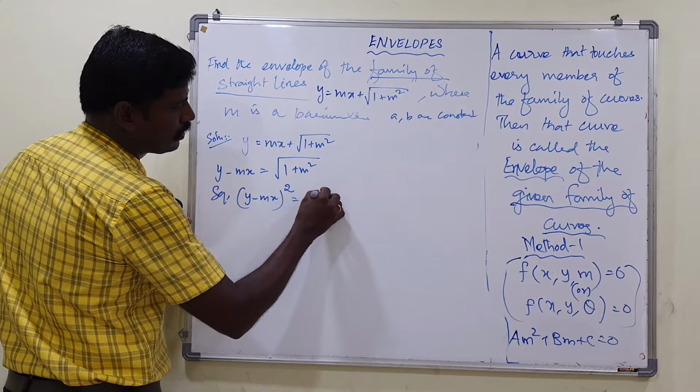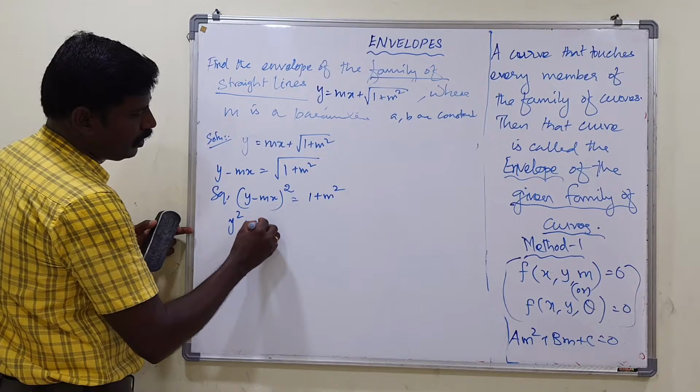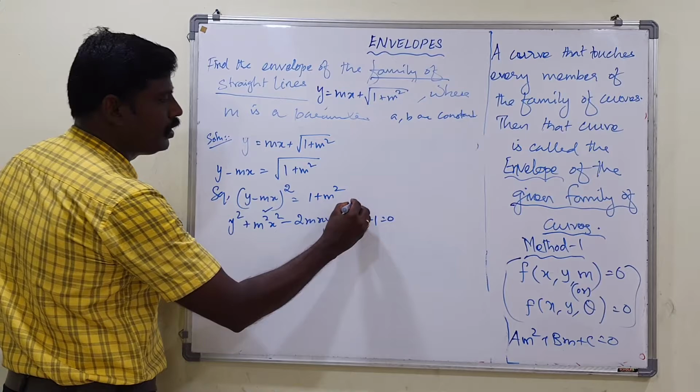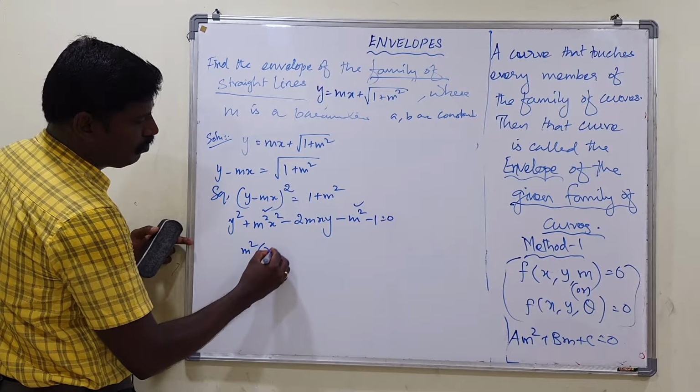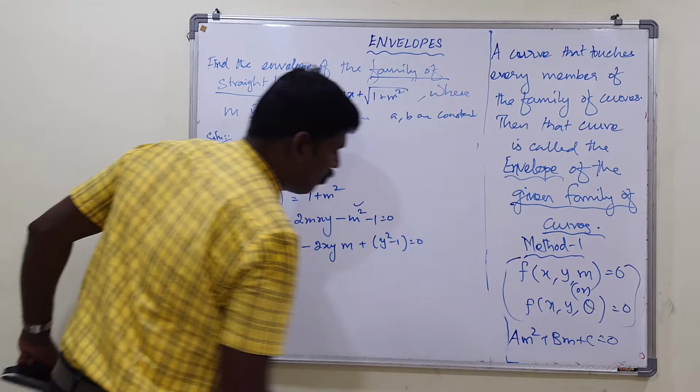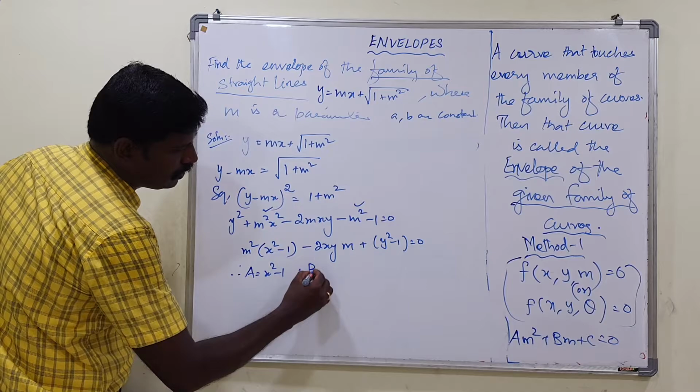So y square plus m square x square minus 2mxy. Taking these two terms to the left hand side, minus m square minus 1 is equal to 0. Rewrite this equation as a quadratic equation in m. By taking m square as common from these two terms, what will be the remaining? (x square minus 1) m square minus 2xy m plus (y square minus 1) equal to 0. Now it is in the form of a m square plus b m plus c equal to 0. Therefore a is x square minus 1, b is minus 2xy, that means the coefficient of m, and the constant term c is y square minus 1.